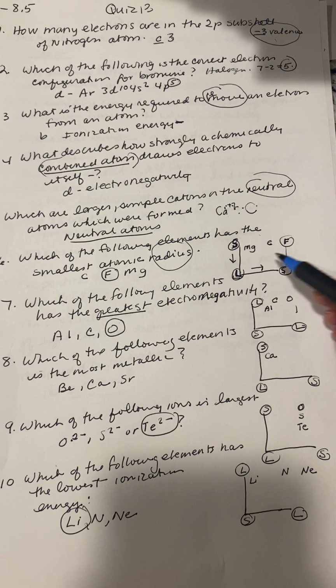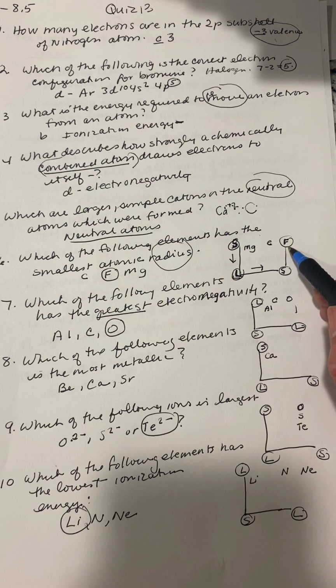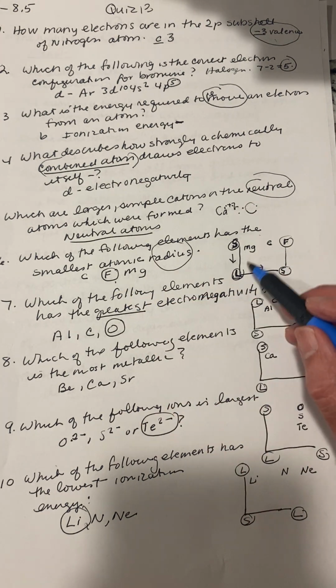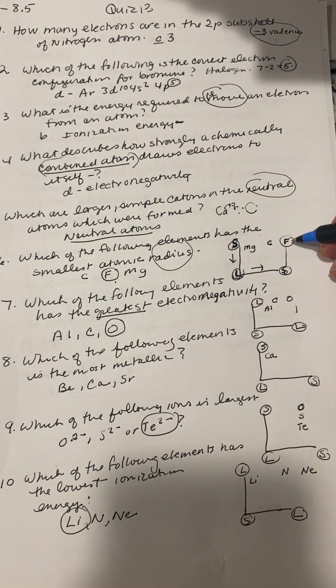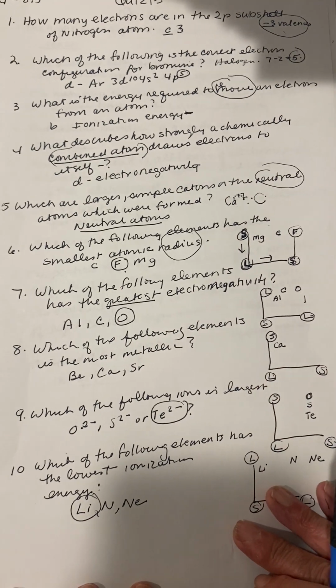Which one would be smaller? As you go from left to right, the one clear over is getting smaller, so F is going to be the smallest radius, because you're going left to right. Always remember small to large to small, so F would be the smallest. Let's go on to the next one.